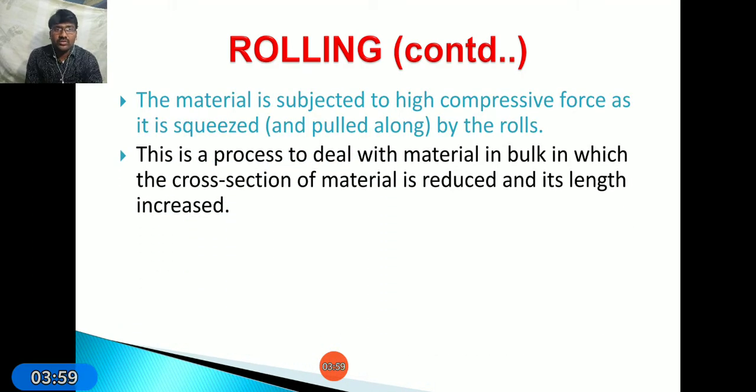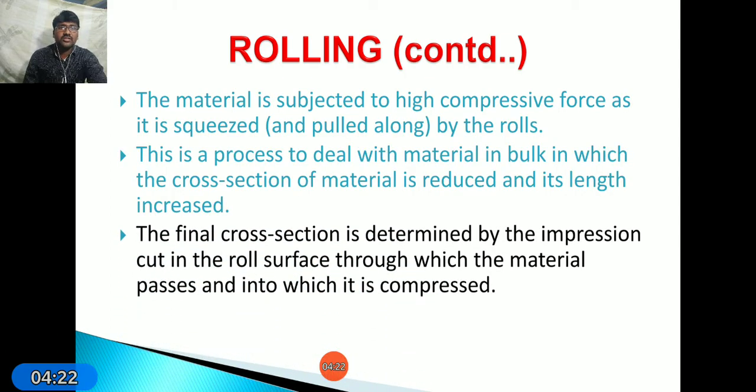Next, this is a process to deal with material in bulk, in which the cross section of the material is reduced and the length is increased due to the application of compressive forces on the material. It is compressed in one direction, and in another direction, that is length or width, it will increase. Next, the final cross section is determined by the impression cut in the roll surface through which the material passes and into which it is compressed.